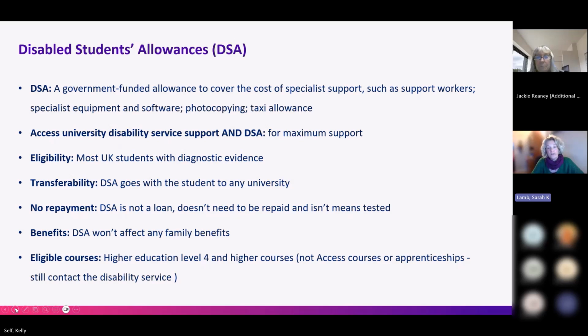Who's eligible? Most UK students, most home students who have home fees, who have evidence. It's the evidence that is key.